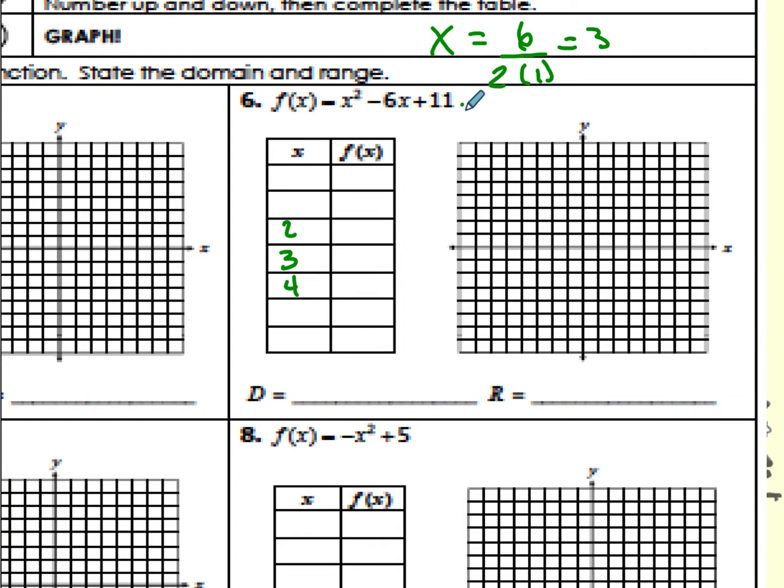So now to get the y-coordinate, I'm going to go ahead and do f of 3. So I'm going to do 3 squared minus 6 times 3 plus 11. So that's 9 minus 18 plus 11, which makes negative 9, plus 11, which is 2.